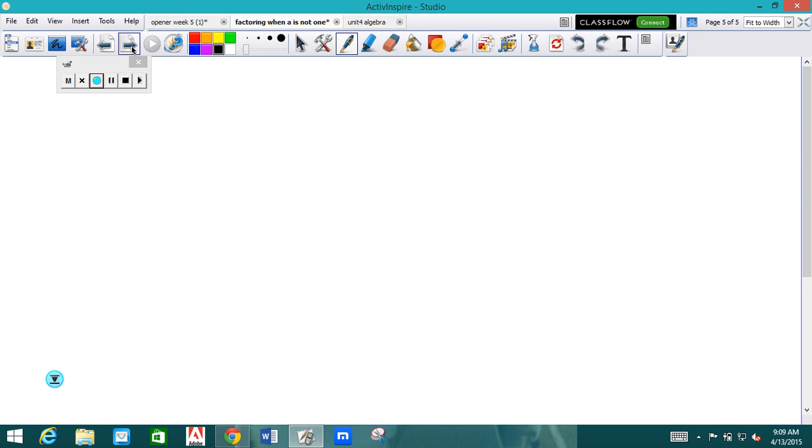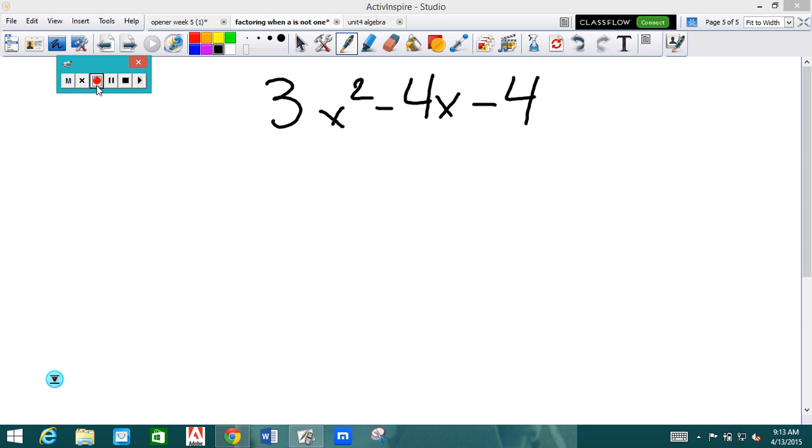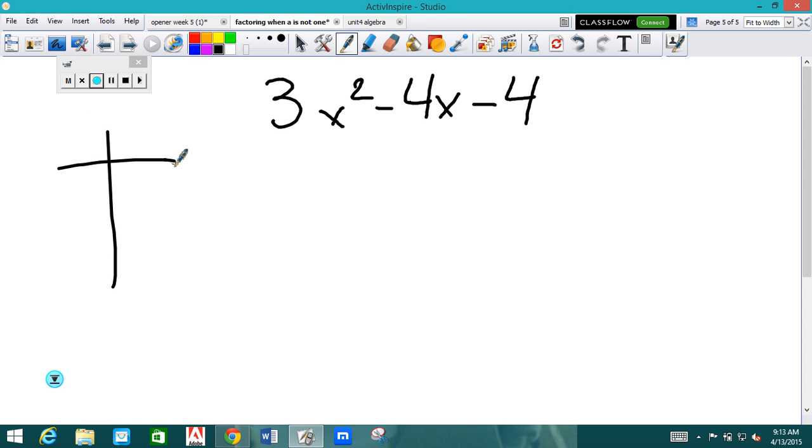3x squared minus 4x minus 4. I think. Okay. So I would like things that multiply to be negative 12, but add to be negative 4. So 1 and 12 doesn't work. 2 and 6. If one of them is negative, that will work. So 2 and negative 6, right?